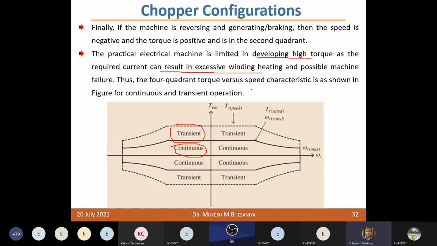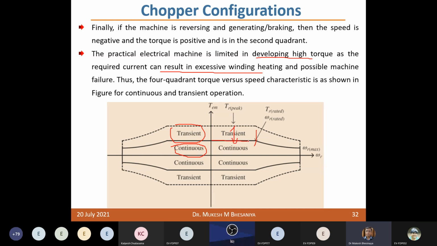So thus, if you draw the four-quadrant speed-torque characteristic, then practically in each quadrant you will have two operations. One is known as continuous operation, another is known as transient operation. This is again based on the constant torque and constant power characteristic of a DC machine, which we discussed earlier. You can keep your torque constant up to rated voltage. Once you reach the rated voltage, you cannot increase that voltage further, but you can do it for some time, which is known as the transient period.